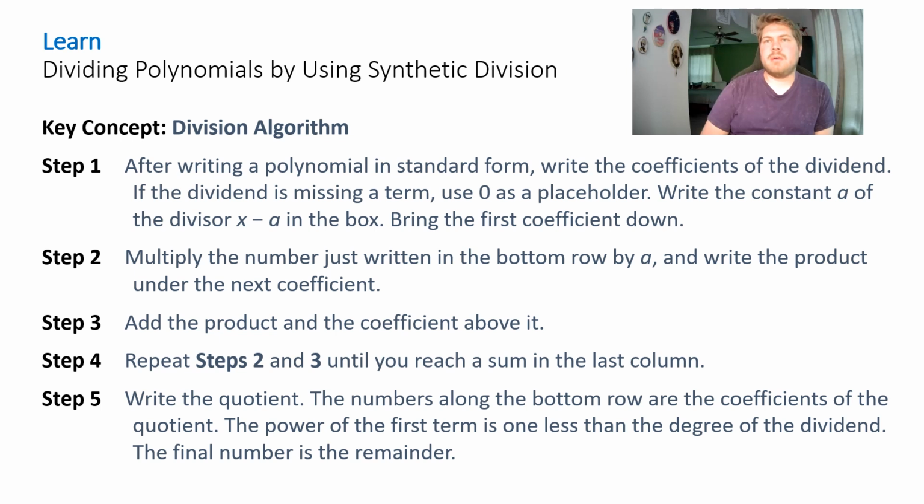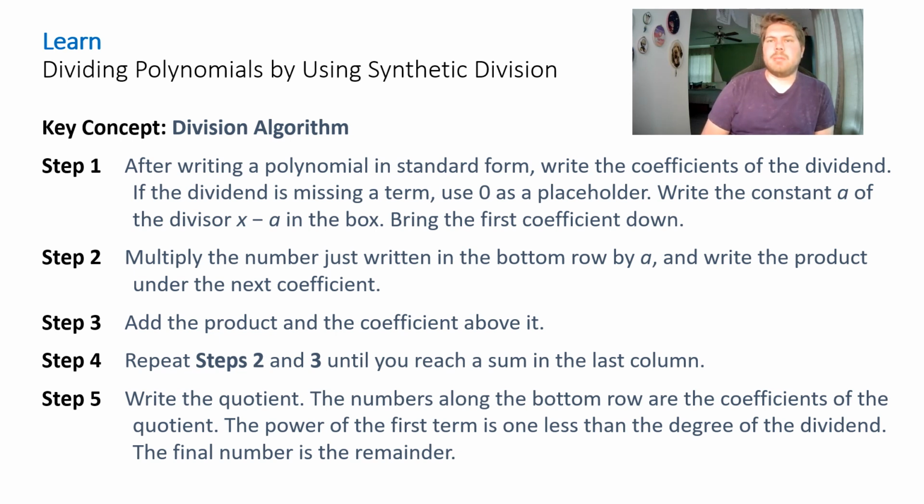Bring the first coefficient down. I'll kind of explain what that means in a second, but you're going to bring the first coefficient down, and whatever makes x minus a equals 0. We're going to go over that in a second. And then you're going to multiply the number just written in the box row by a and write the product under the next coefficient. Add the products and the coefficient above it. Repeat until you get to the last column, and then write the quotient.